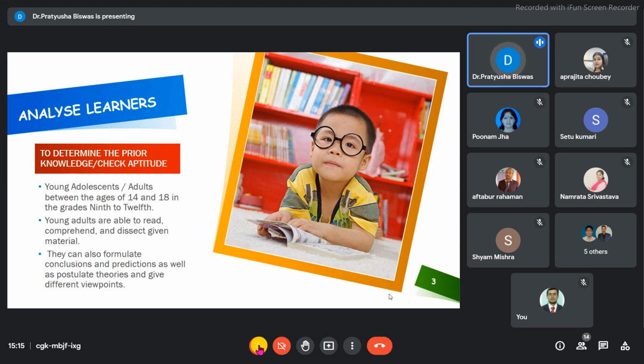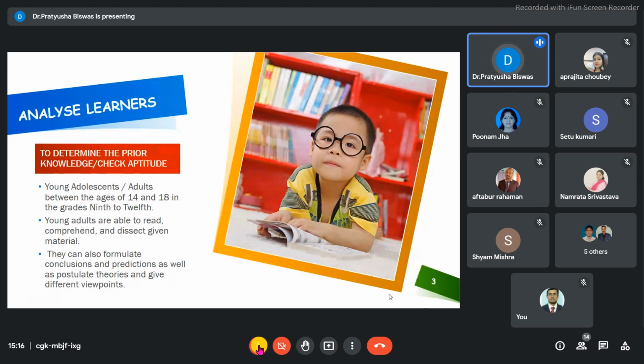So therefore, we must be able to help the child in formulating that. We must not restrict him, or create a barrier for him. He must be free to write, and then we might correct him, or channelize or edit what he is telling. But his different viewpoint must be considered. So that is the first priority in analyzing the learners.